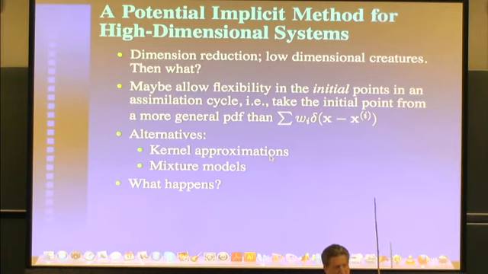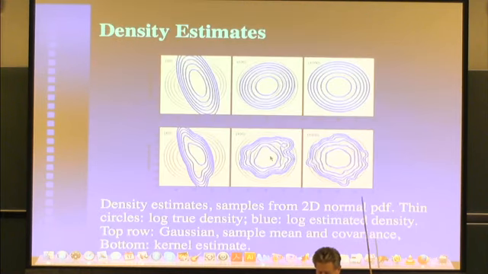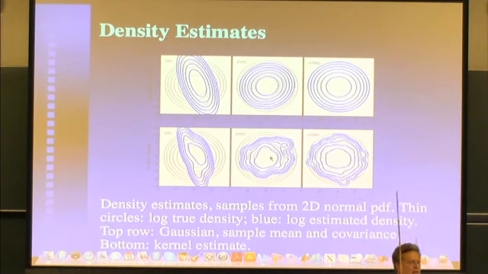Suppose at the end, 10 or 15 seconds later, I go back and I say, okay, I'm going to allow myself to jiggle the initial particles around. Now, in the first place, what am I going to use for an initial distribution? There are a couple of alternatives. One thing I could conceivably do is use a kernel method. I don't want to do that.